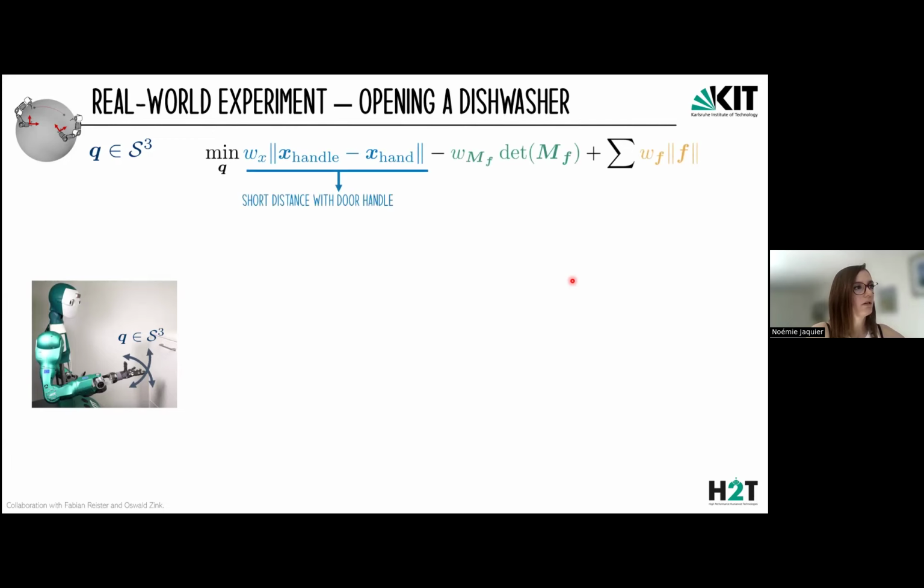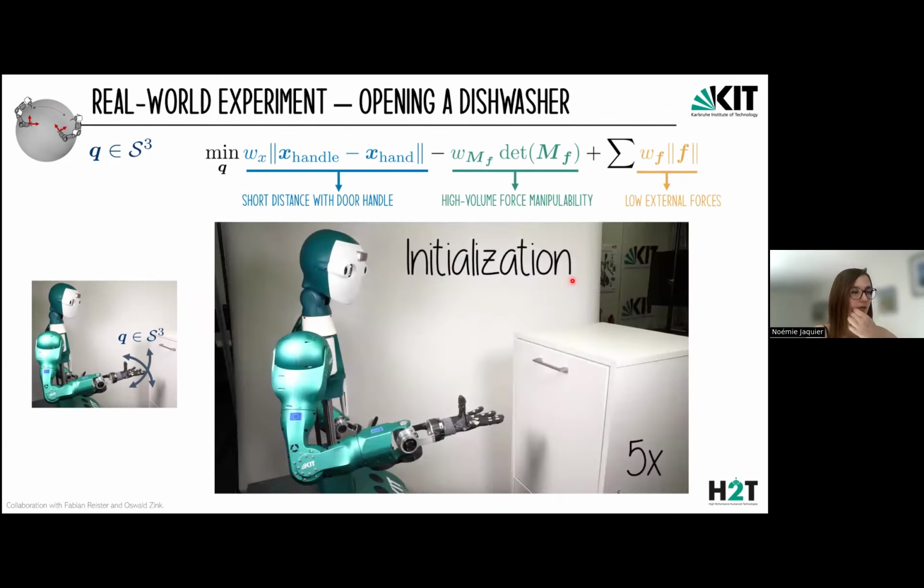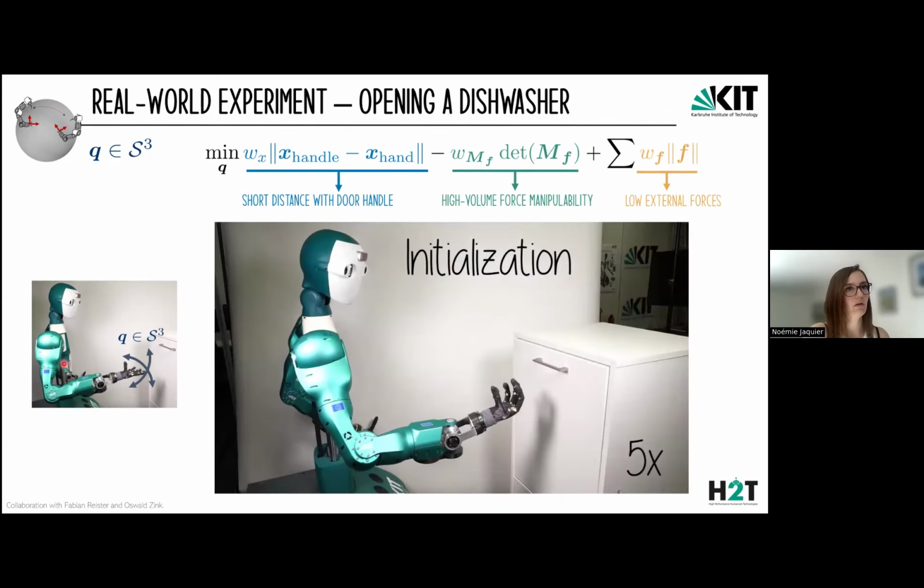Our cost function here: at the end, we want a short distance to the door handle. We want low external force, so low contact force with the dishwasher, to avoid breaking the robot hand. And we want a high volume force manipulability to be able to open the dishwasher at the end. So you will see here the initialization of the Bayesian optimization.